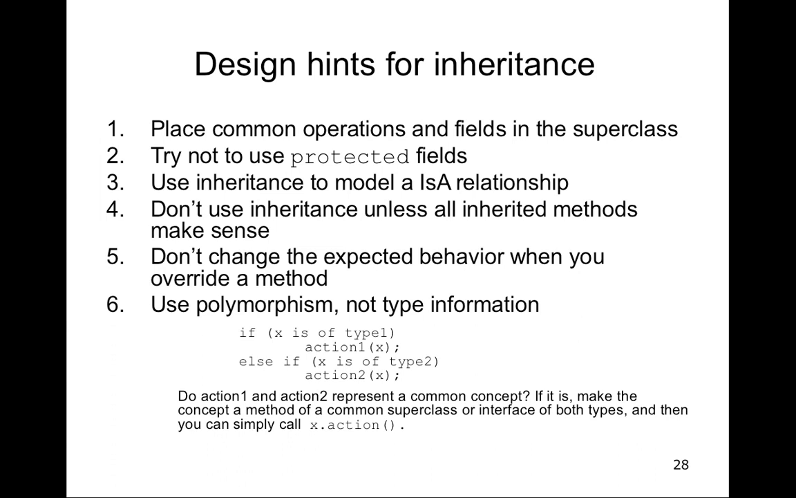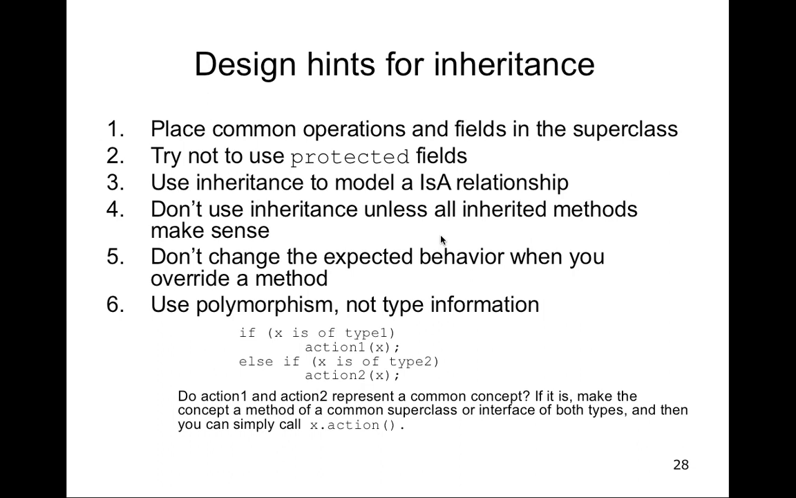If you know you're going to inherit from it, and you know you're going to use it in the inherited class, then you make it protected instead of private. Never make it public, unless it's really supposed to be public. Use inheritance to model an is-a relationship, so that every single class is an instance of the other class. So a shape, everybody's a shape, a student, an employee, they're all people, persons. Don't use inheritance unless all inherited methods make sense. Otherwise you get really weird behavior that happens.